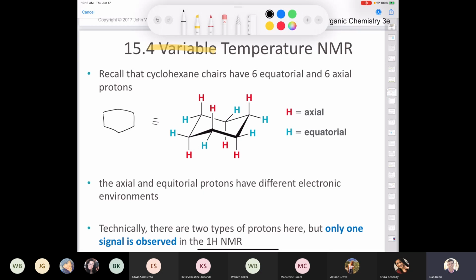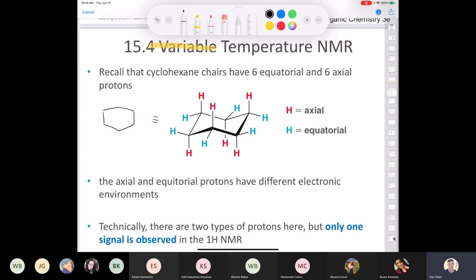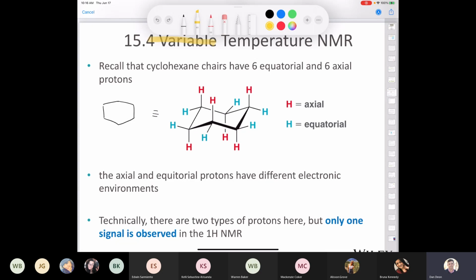So technically, they're not in the same environment, are they? All these protons that are in red are not in the same electronic environment as the ones in blue. These ones are axial, pointing straight up. This one's pointing down, but it's equatorial. So they're not in the same electronic environment. However, if you run an NMR spectrum at room temperature on cyclohexane, all you see is one signal. Now, why would that be?